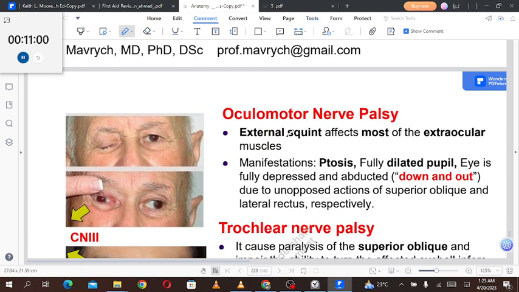External squint, or when the eye is fixed outwards, affects most of the extraocular muscles. Manifestation is ptosis, fully dilated pupil, eye fully depressed and abducted, down and out, due to the unopposed action of superior oblique and lateral rectus respectively. I don't know what the external squint means, but the symptoms are of damage to the oculomotor nerve.